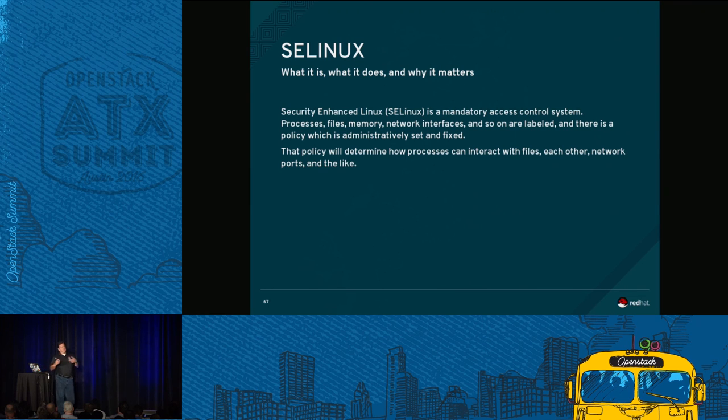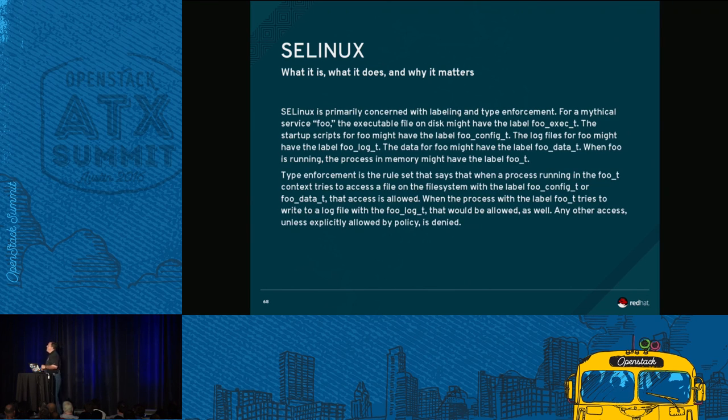So the policy is going to determine how processes can interface with or interact with files on the file system, how processes can interact with each other, network ports, and things like that. It's a really cool technology. It can be a little bit complicated, but the thing about SELinux that I tell folks is SELinux is really only about two things: labels and type enforcement.